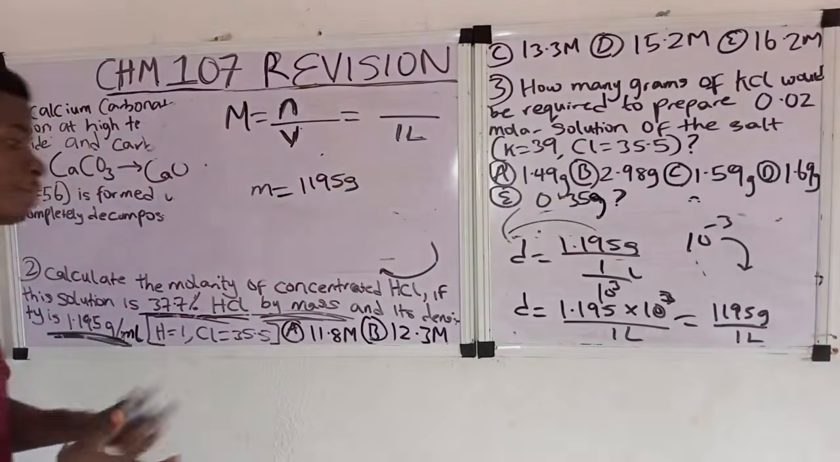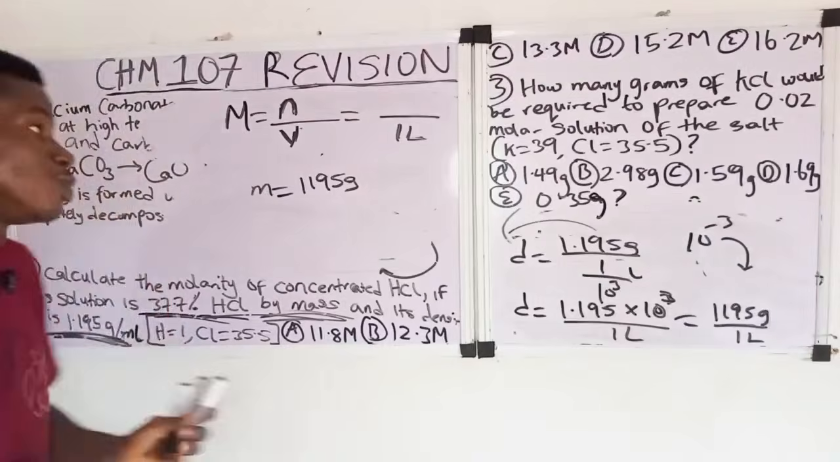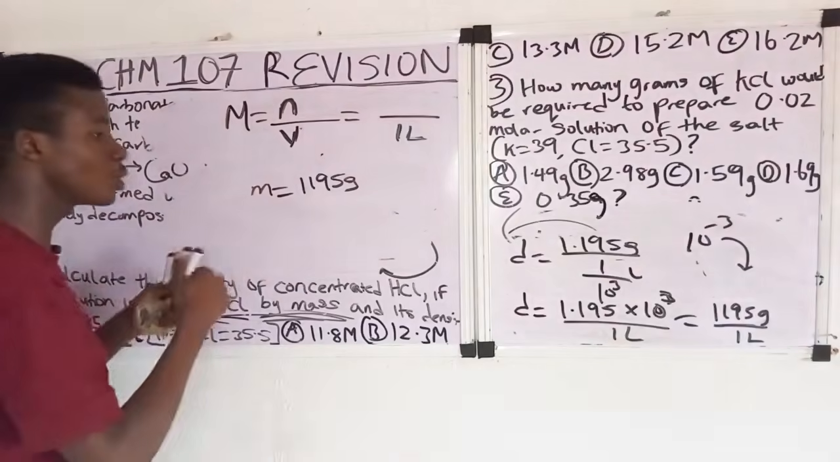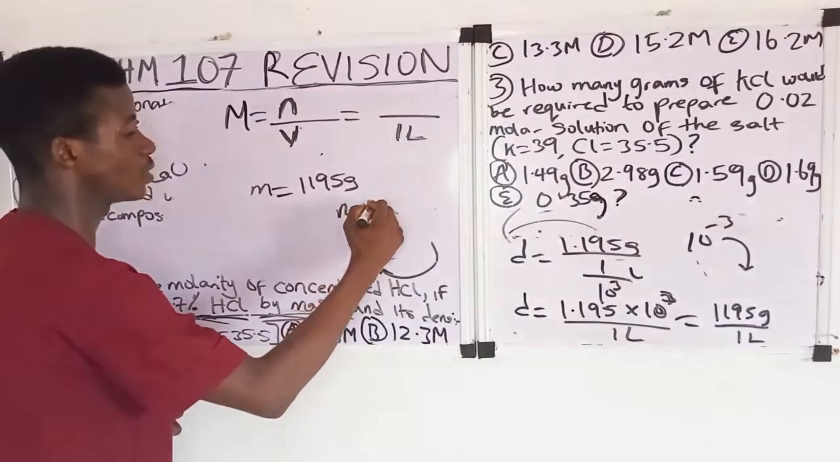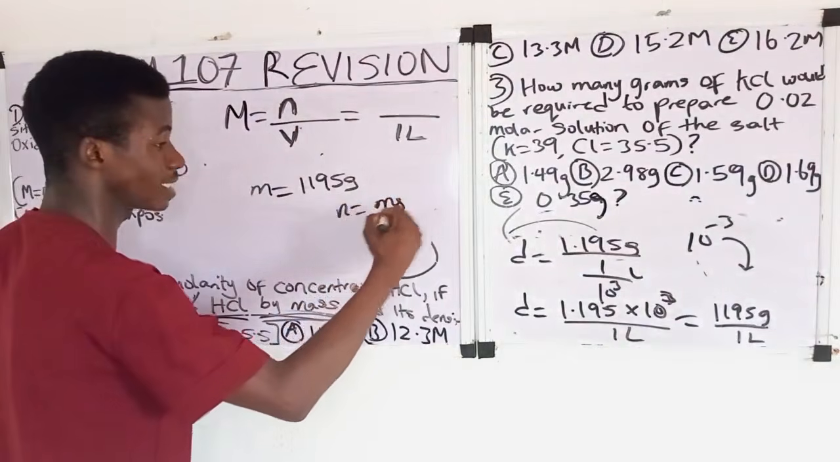Now, this question being a straightforward question, we would just do something like this. We all know the number of mole is equal to the mass in gram over what?